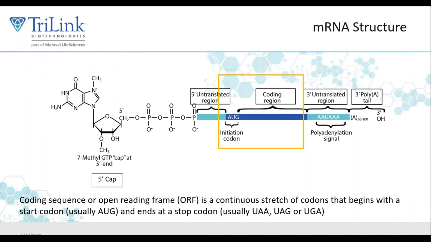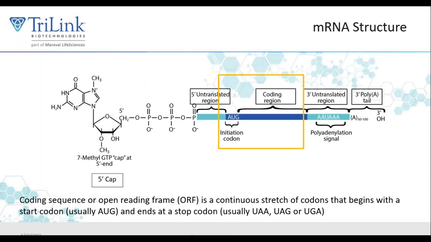So the last component here that we didn't touch on in that previous slide is the coding region itself, or the ORF region. This region holds the genetic code for the protein that is to be made. The coding sequence, or open reading frame, or ORF, is a continuous stretch of codons that usually begins with a start codon. This is usually AUG, and ends at a stop codon, which is usually UAA, UAG, or UGA. The start codon and stop codon signal where to begin and end translation of the protein.